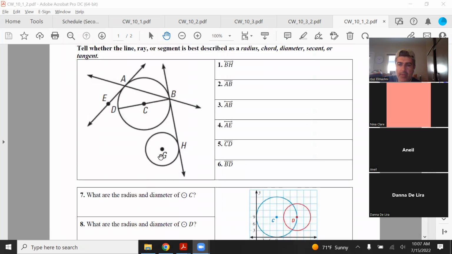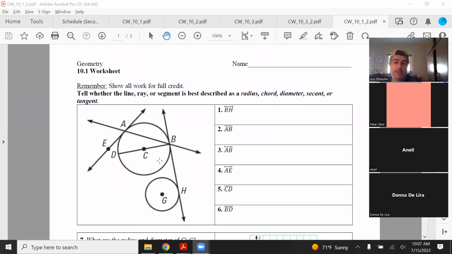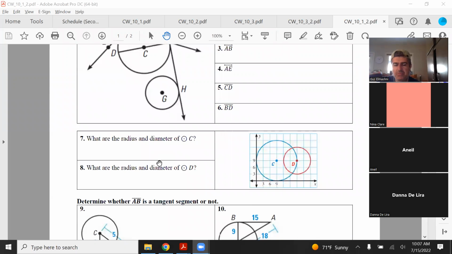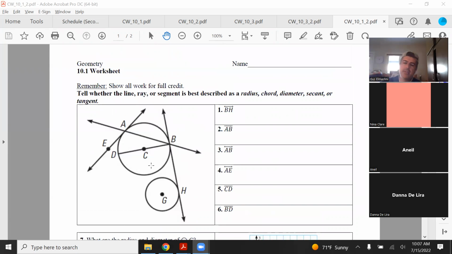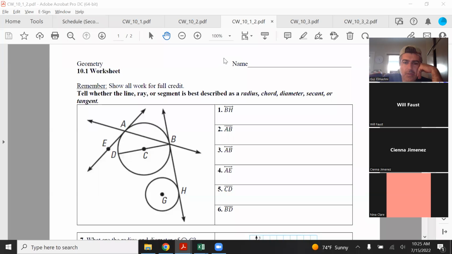So let me put you guys in breakout rooms right now. And then we'll go over these. I say about 15 minutes. Then we'll do a break after that. And then we'll cover 10-2 after the break. Then we'll have lunch. Then we'll do 10-3. Then we're done with class. So that's kind of the plan for today. So let me go ahead and stop sharing.